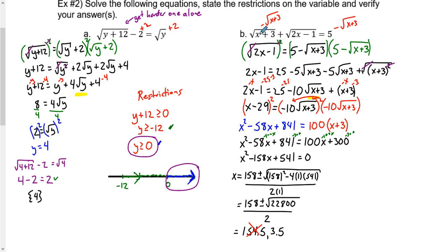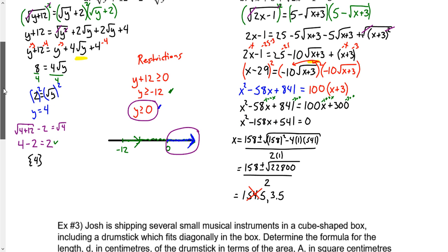But the square root of 6.5 is 2.55. Square root of, let's say, 6 is 2.45. Yeah, that's 5. So our only answer here is that 3.5.